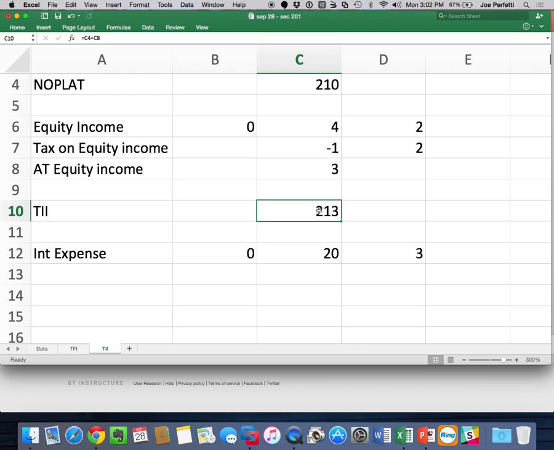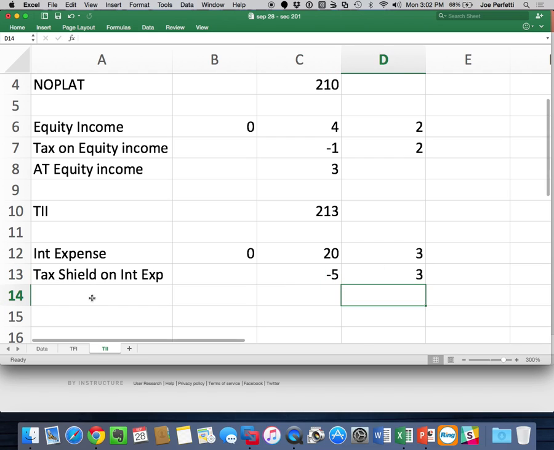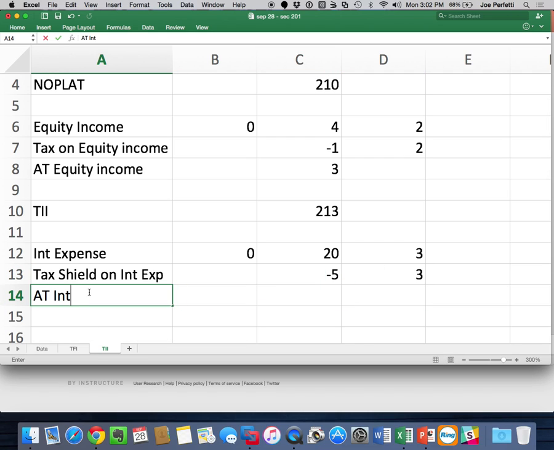All right? Now, continuing on, I will have a tax shield on the interest expense. The IRS will let me deduct the $20 million as a cost of doing business. So my tax shield will be this $20 million times 0.25. So I'm going to save $5 million in taxes, which is also a 3. So my after-tax interest expense is 15.